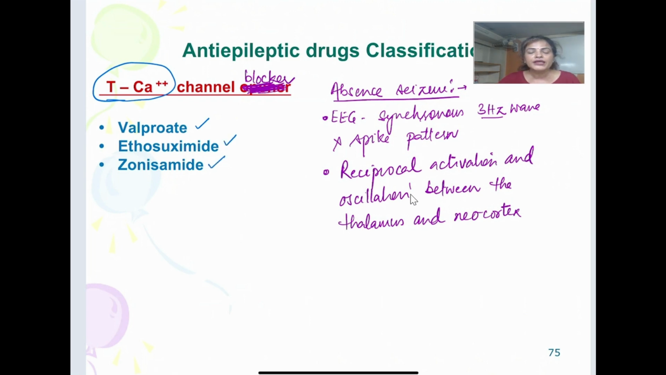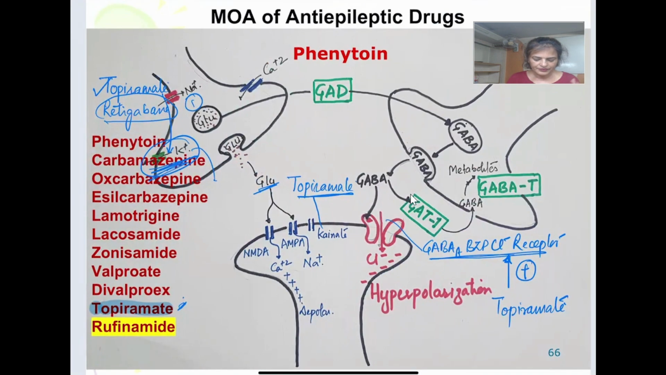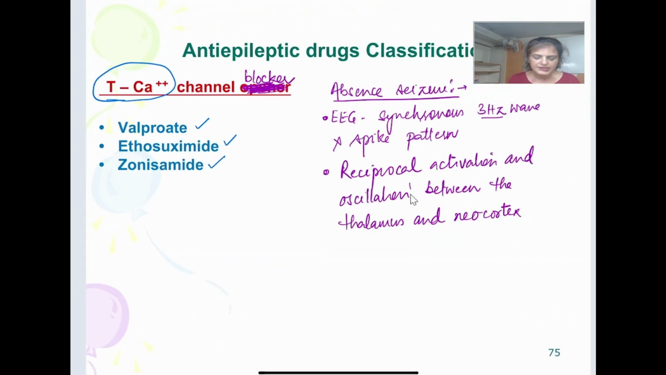So valproate and zonisamide I have already explained. Valproate, I explained in the previous one, you can see here. It is a broad spectrum anti-epileptic drug. And zonisamide here also acts by prolonging the inactivation of the sodium channel. Now the third drug in this category is ethosuximide.